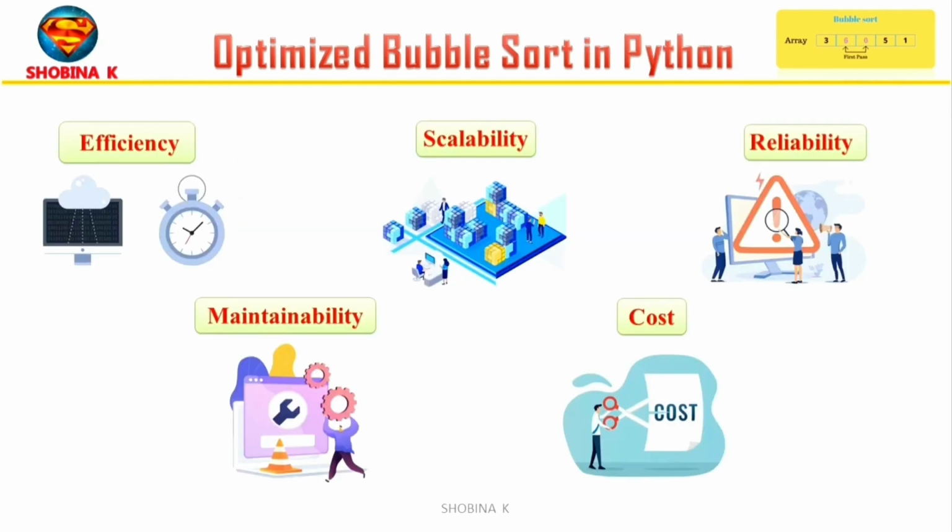There are several reasons why we might want to optimize the code. First is efficiency. Optimization can make code run faster and use less memory, which can improve the performance of a program. Next, scalability. Optimization can help a program scale to larger datasets or more users without experiencing performance problems. Next reason is reliability. Optimization can help to make a program more reliable by reducing the risk of errors. And next, maintainability. Optimization makes code easier to read and understand, which can make it easier to maintain and update. And the next reason is cost. Optimization can reduce the cost of running a program, especially if it is used on large scale.